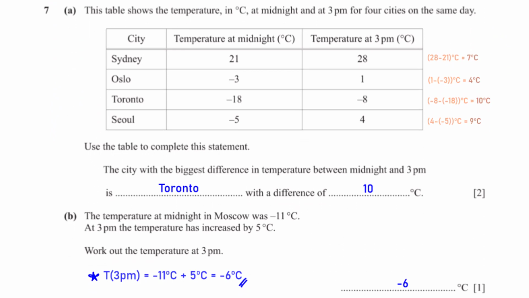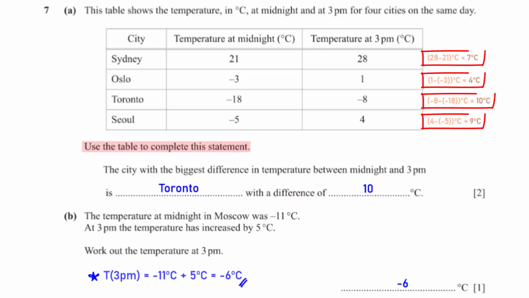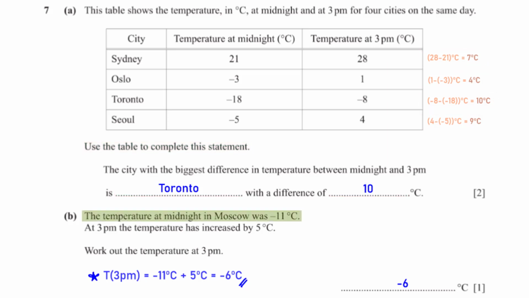This table shows the temperature in degrees Celsius at midnight and at 3 p.m. for 4 cities on the same day. Use the table to complete this statement. The city with the biggest difference in temperature between midnight and 3 p.m. is blank, with a difference of blank degrees Celsius. First, we need to calculate the difference in temperature for each city by subtracting the lower temperature from the higher temperature. From the results, we see that the city with the highest temperature difference is Toronto, with a difference of 10 degrees Celsius.